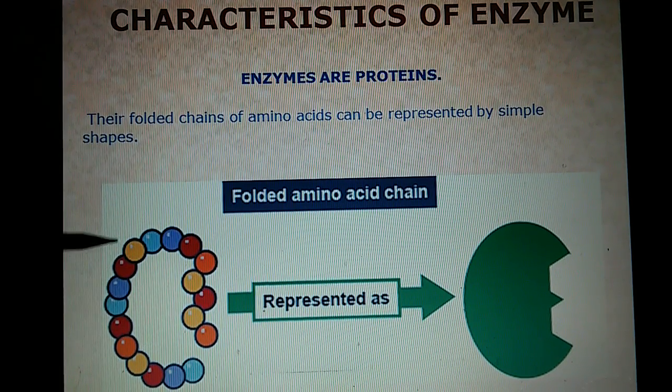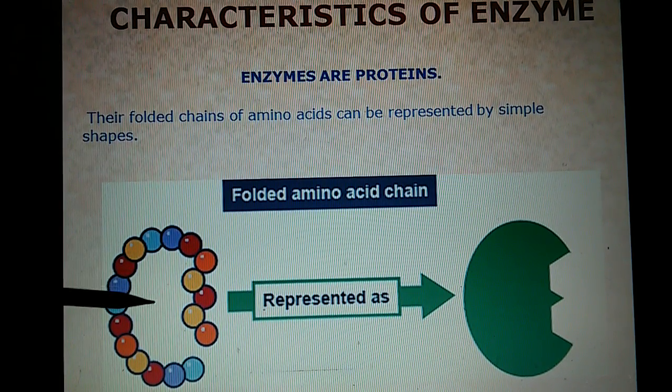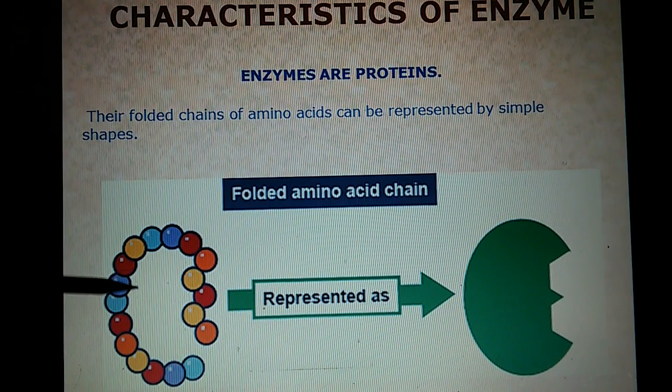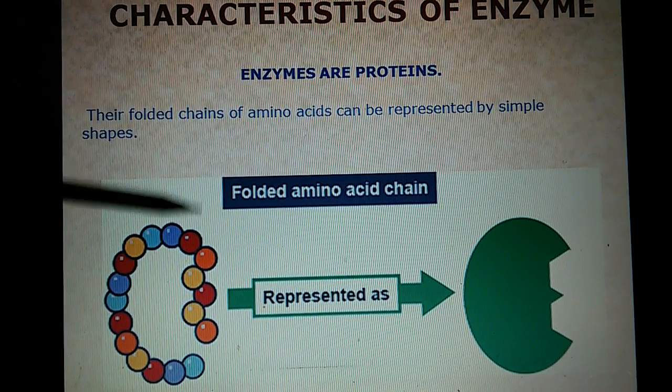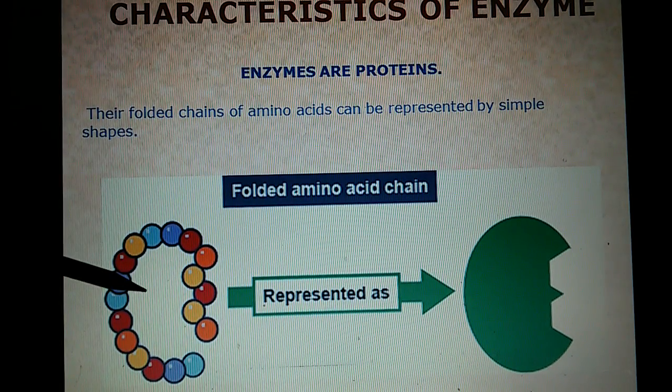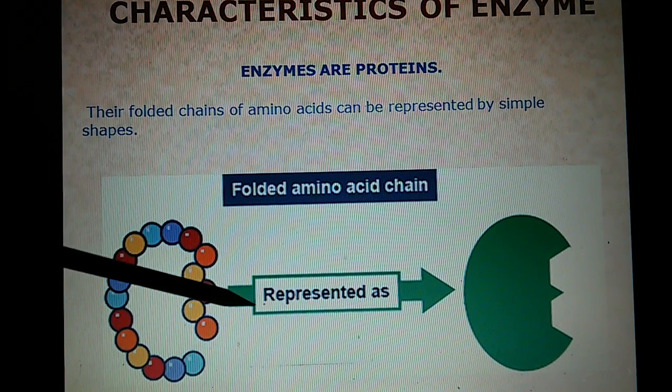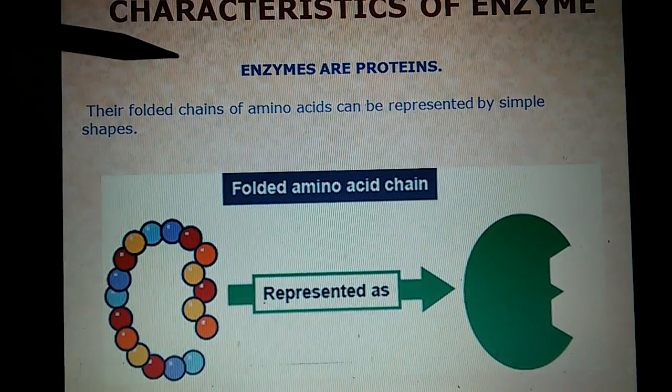So this is a protein molecule. And the shape of the protein molecule, we represent enzyme, we draw enzyme in this shape. So the protein structure is actually represented with the help of this shape.